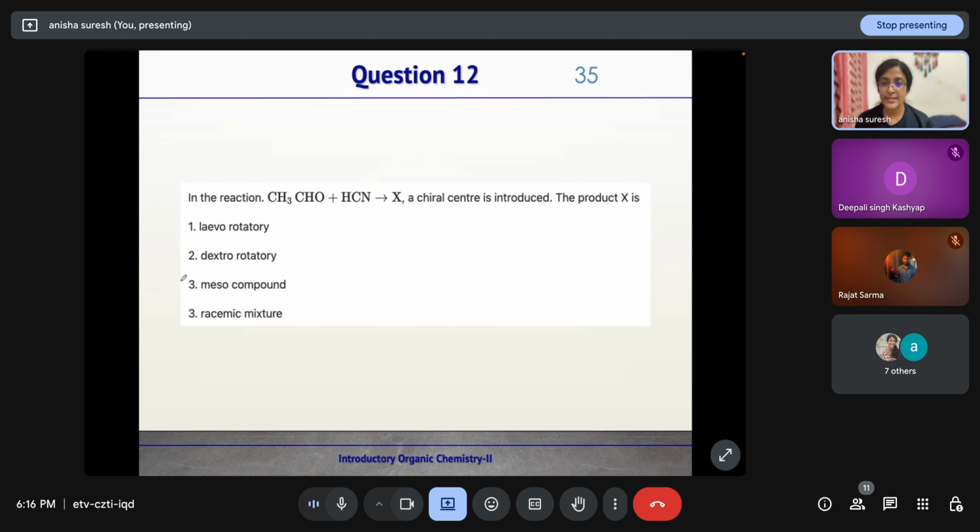Now coming to the next question. In the reaction CH3CHO plus HCN gives X, a chiral center is introduced. So the product is levorotatory, dextrorotatory, meso compound or racemic mixture?